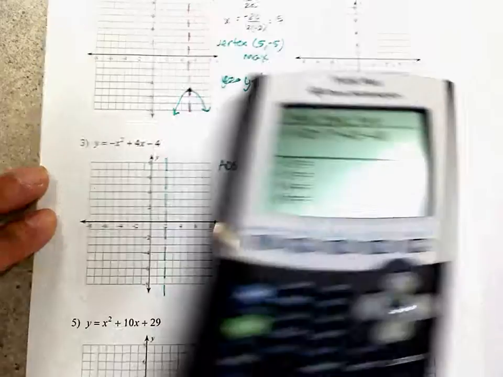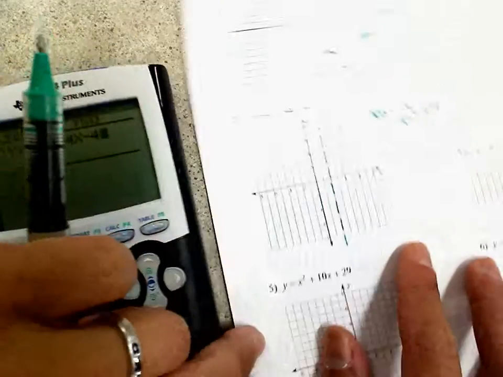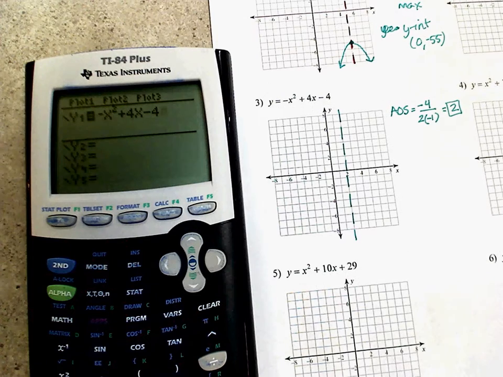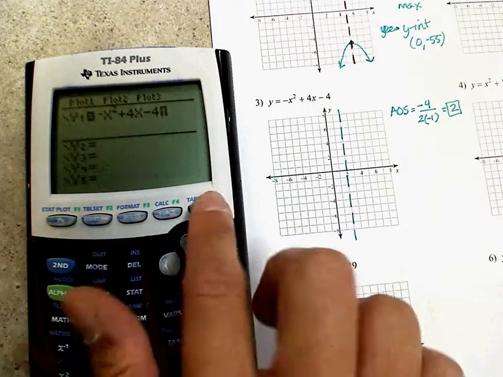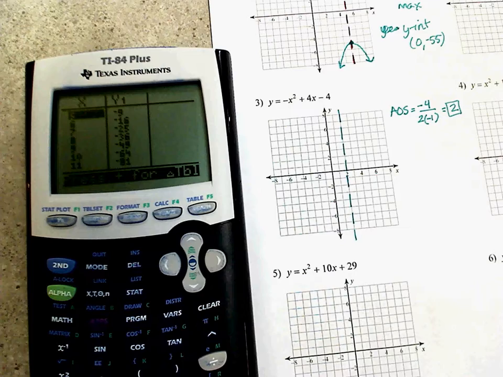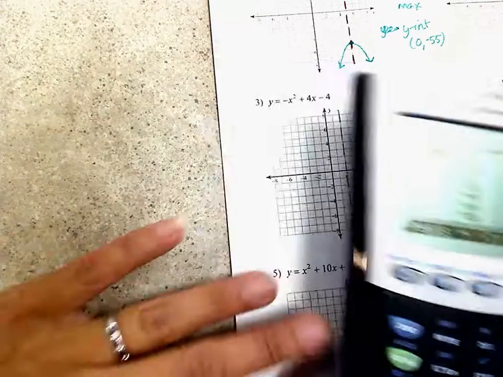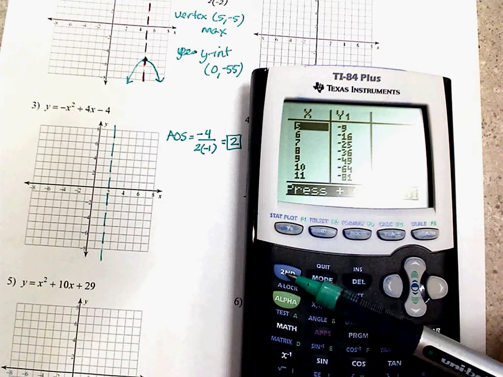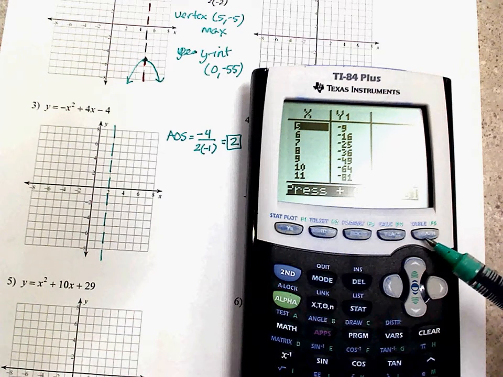Okay, let me move it over to this side. Might be better. Can you guys see it better now? Okay. See how I just typed that in? Second table. Daniel, if you don't know this calculator, you ready? Second table, right there. Okay?